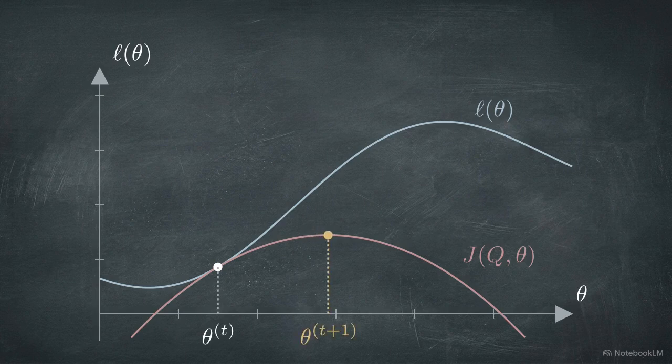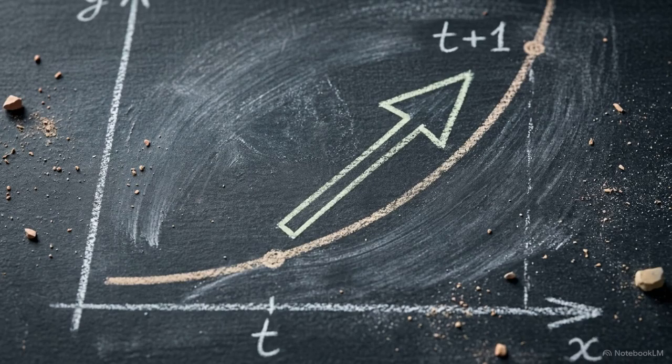If we project a vertical line upward from this new parameter value, we locate where it intersects our true log likelihood curve. Comparing the heights, the likelihood value at the new parameter t plus 1 rests strictly above the previous likelihood at t. This mechanism provides our mathematical guarantee.